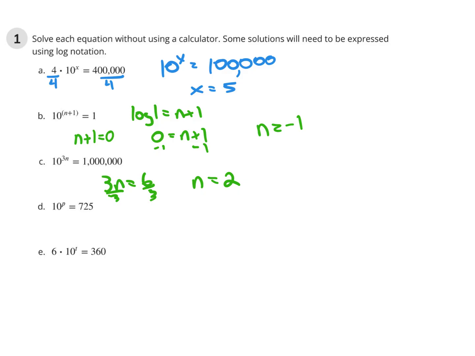All right, now, this one is going to require some math. Log 725 equals p. I'm going to leave it like that because it says solve without using the calculator. And then divide by 6. 10t equals... 36? Yeah, 36 divided by 6 is 6. Oh, I'm sorry, not 36. What was I writing here? I'm dividing by 6. We get 60. Log 60 equals t.